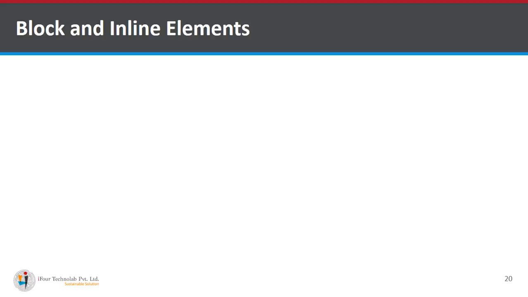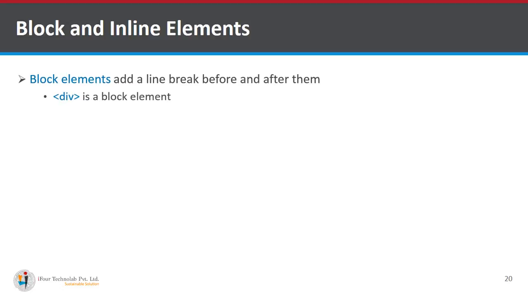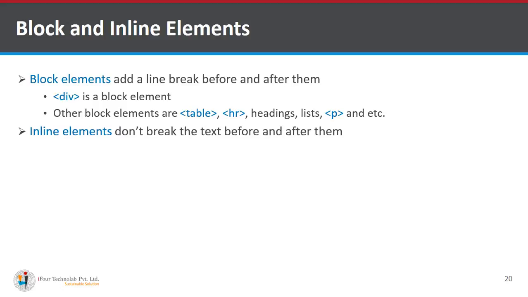Now there are mostly two types of element: block element and inline element. A block element adds a line break before and after it. Div is a block element, and some others are table, HR, heading, list and P. Inline elements are those which don't break the text before and after them. Span is an inline element. Most HTML elements are inline.